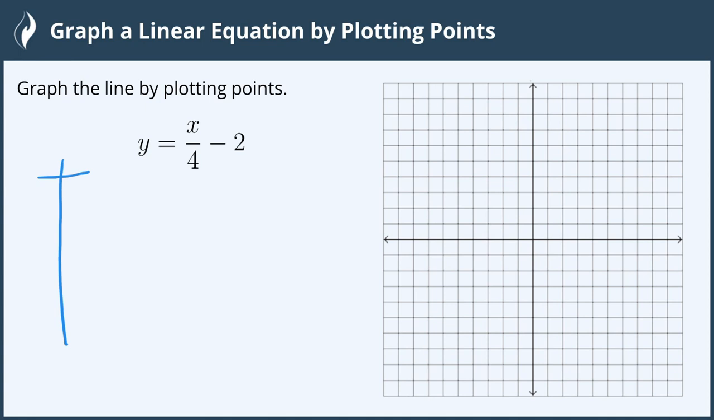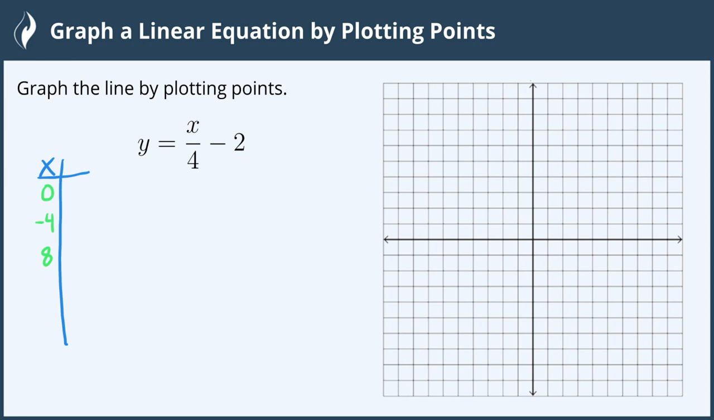And because this is solved for y, we can pick a bunch of values for x, and since it's already solved for y, it'll simplify some of our calculations. We get to pick any values we want. I love 0, so I'm going to pick 0. And I can see that x is being divided by 4. This means I want to pick values of x that are evenly divisible by 4 so that I have whole numbers to graph. So I'm going to pick -4 and 8.